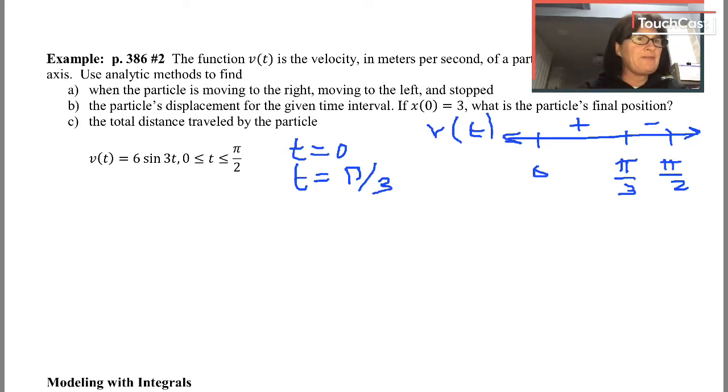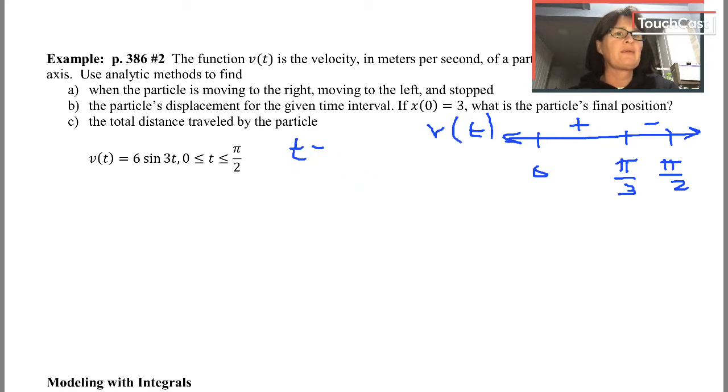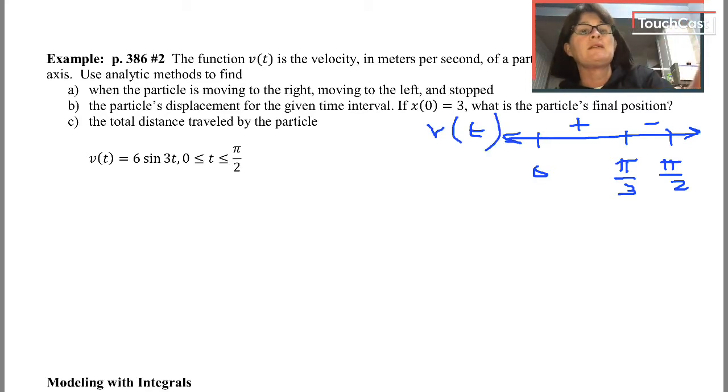You may have seen a video, which I've now deleted, where I failed to integrate properly to do part B. So here's a much better work for part B coming up. All right, so part B, what is the particle's displacement? So I had all the correct integrals, I just messed up my antiderivative afterward.